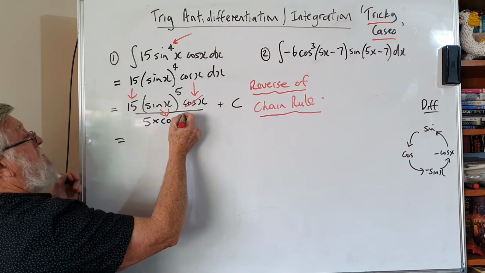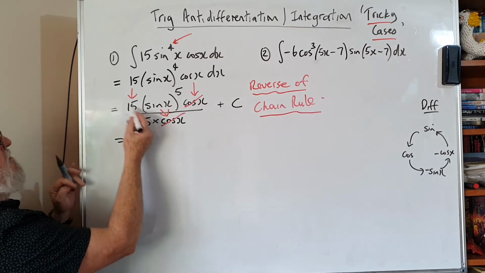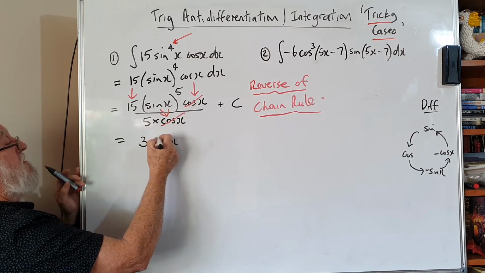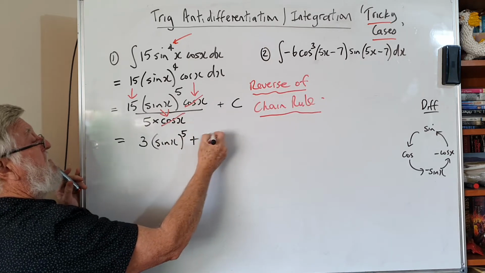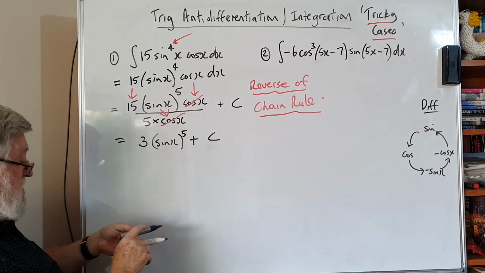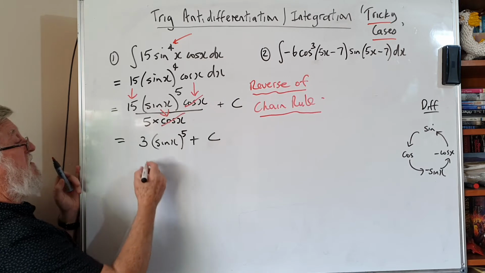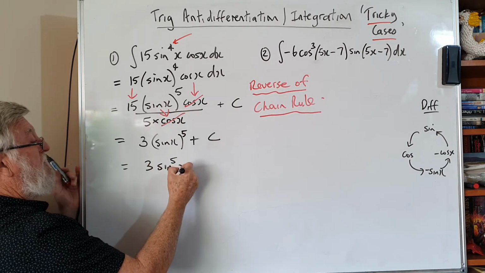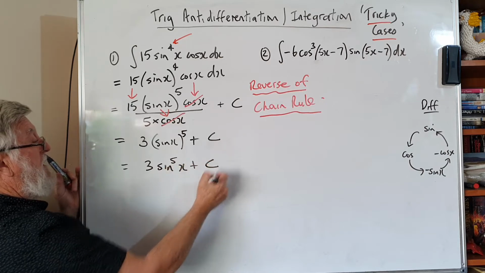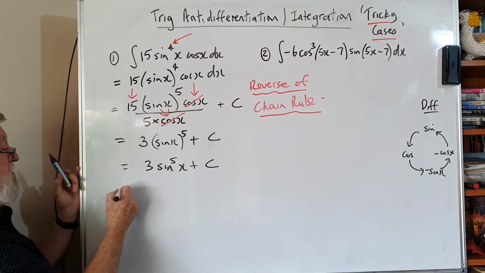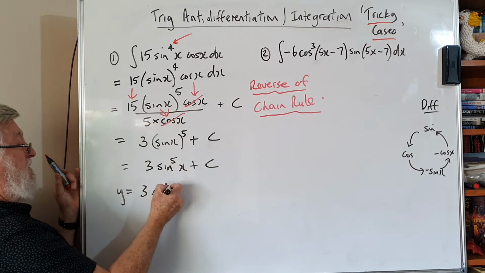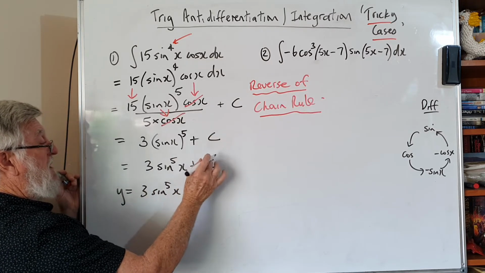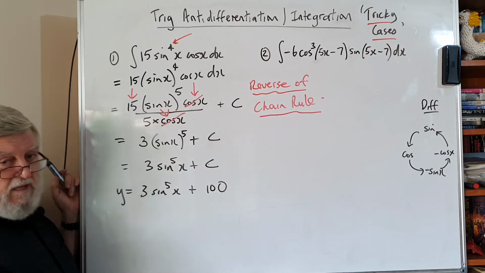So the cos will cancel with the cos. The 5 will go into 15 3 times, and we've got 3 sine x to the power of 5 plus c. So if I come along and say, let's double check and see if we've got this right, that's actually 3 sine to the power of 5 plus c. So if I come along with a function, I said I've got 3 sine 5. And you might notice this. Who cares what that number is? It doesn't matter what it is. Let's say it was 100 to make it a little bit unusual.